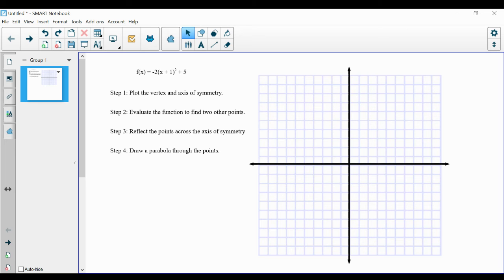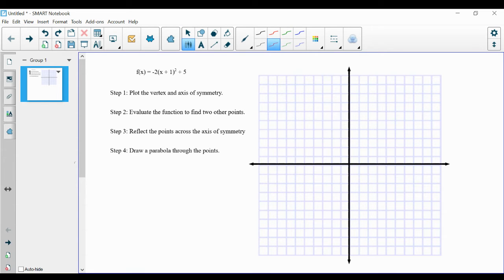Given the function f of x equals negative (x plus 1) squared plus 5, let's graph. So the first step we're going to do is plot the vertex and the axis of symmetry.